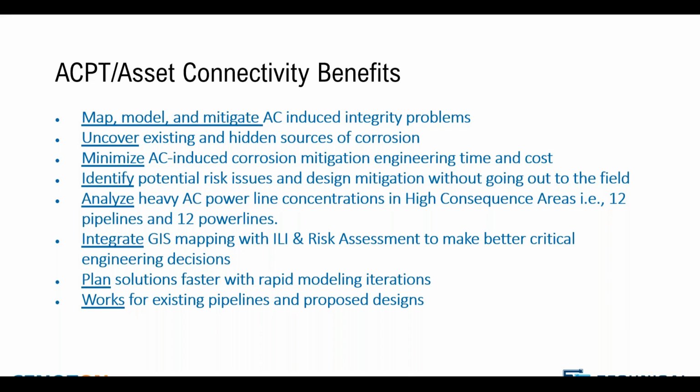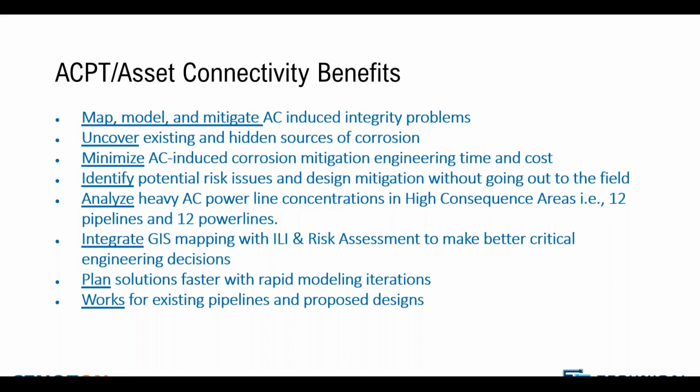And we could look at minimizing AC corrosion mitigation engineering times and costs. We could identify the potential risk issues and design mitigation without even going to the field. In the end, you need to get to the field, but I'm just saying we could do some identification before we start and focus on how to budget and do things of that nature. And then analyze the heavy AC power line concentrations in HCAs. Example, 12 pipelines and 12 power lines that could easily be handled.